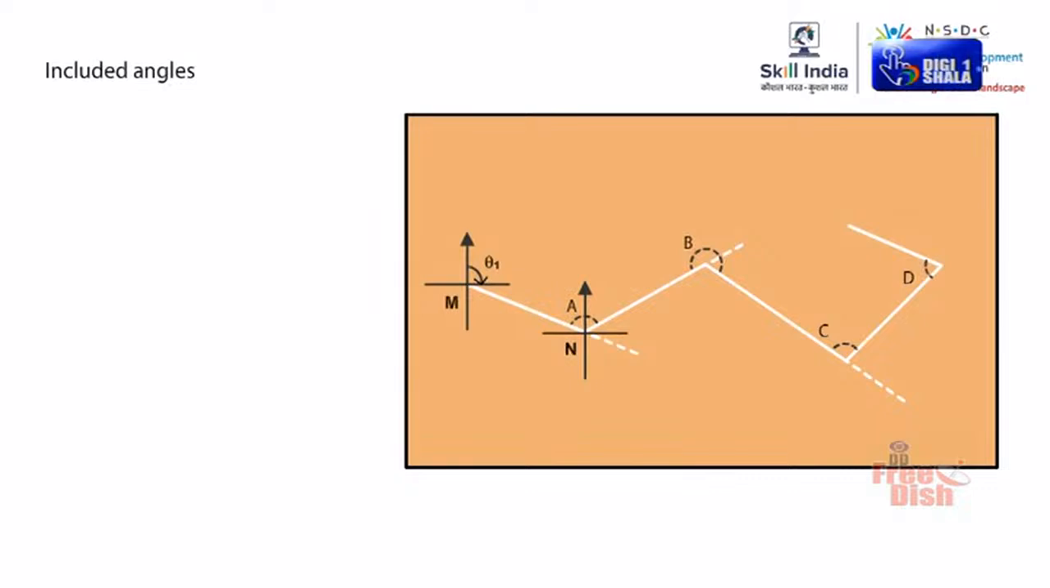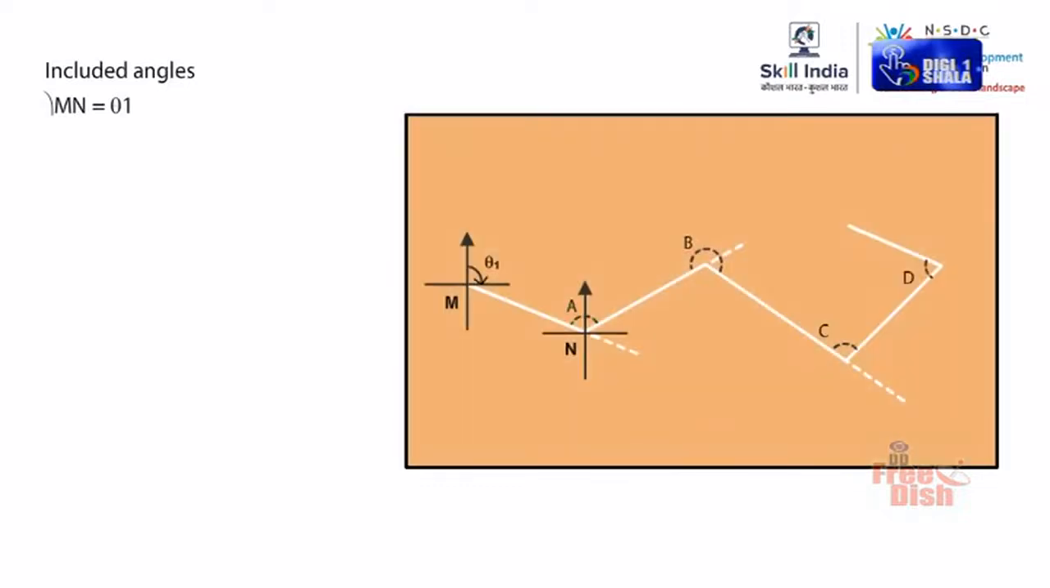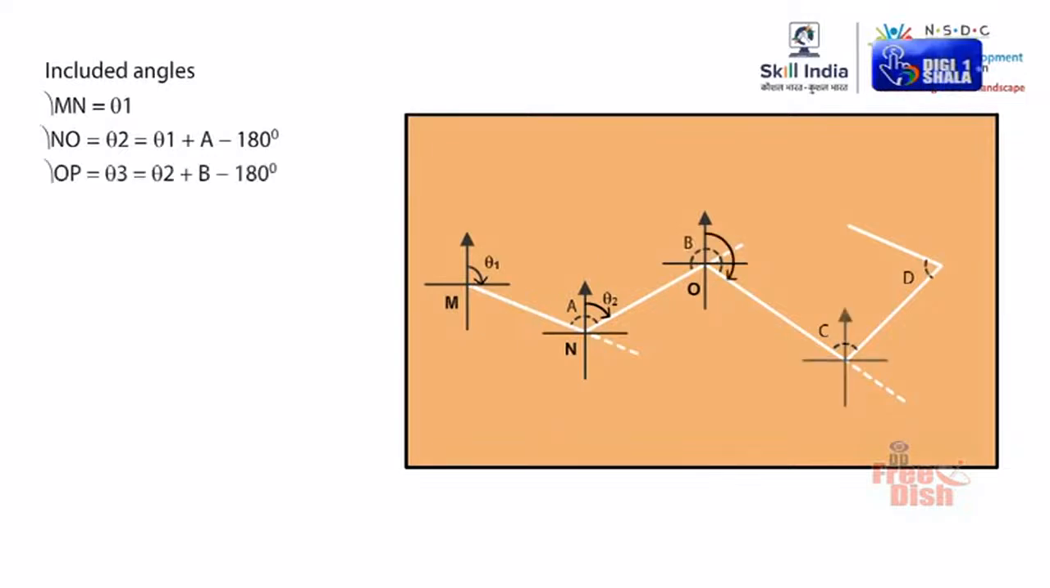We know that the bearing of the initial survey line MN is Theta1 and that the first included angle is A. We can calculate the bearing of the next survey line NO with this formula: bearing NO, that is, Theta2, is equal to Theta1 plus A minus 180 degrees. Similarly, the bearing of the next survey line OP, that is Theta3, is equal to Theta2 plus B minus 180 degrees.